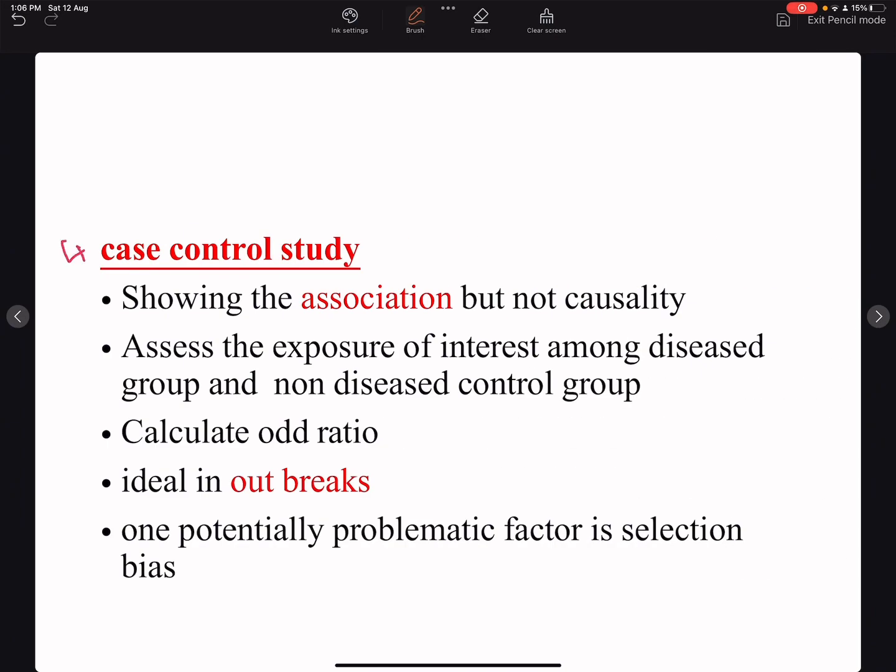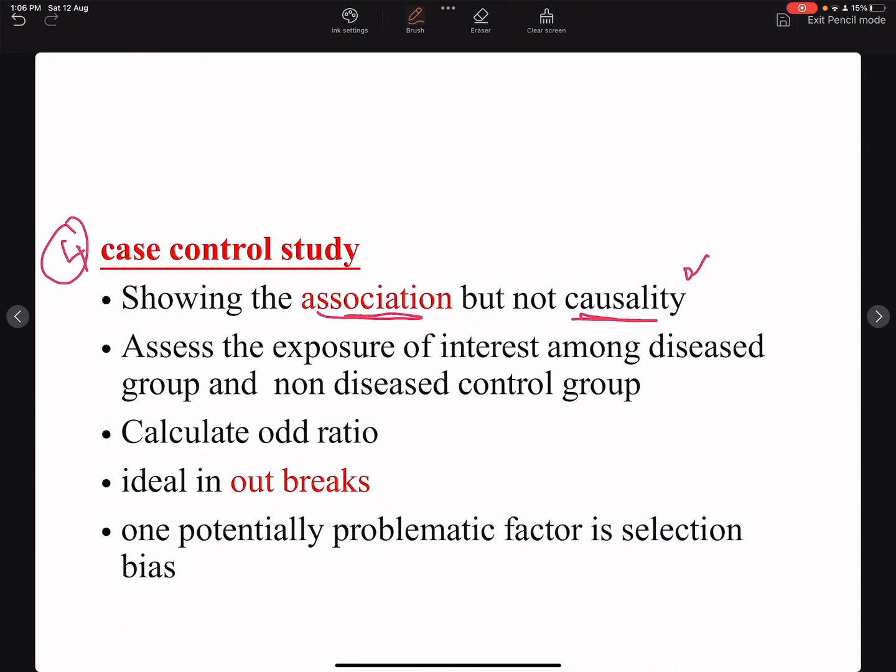The fourth group is the case control study, and this is showing the association but not causality. If we want to check for the causality, we are going to do what? Cohort study. But if we want to check for the association, we are going to do case control study.